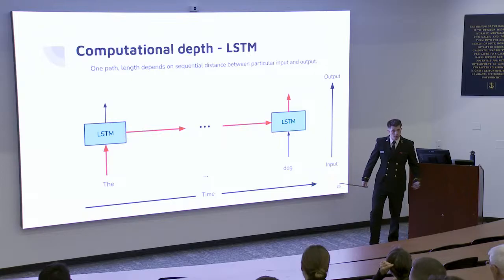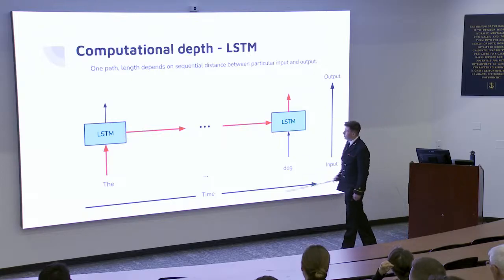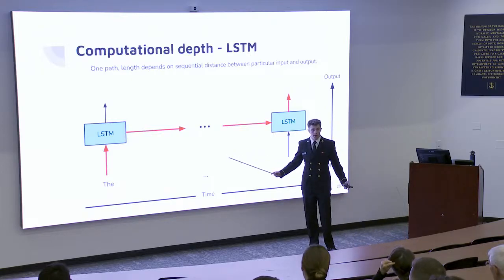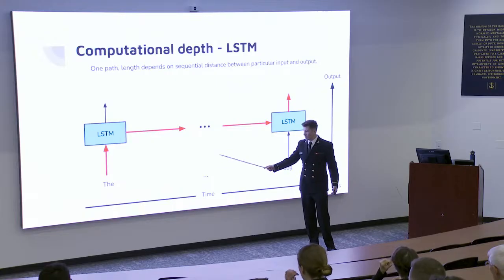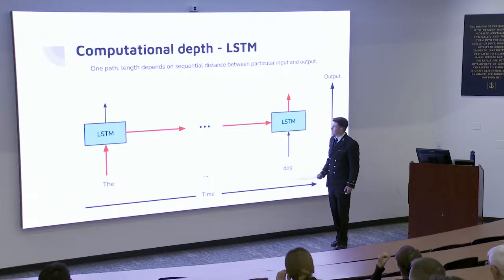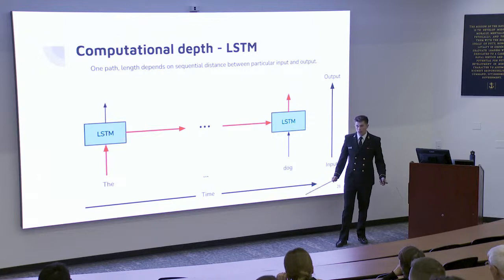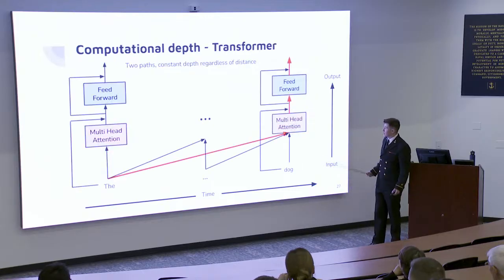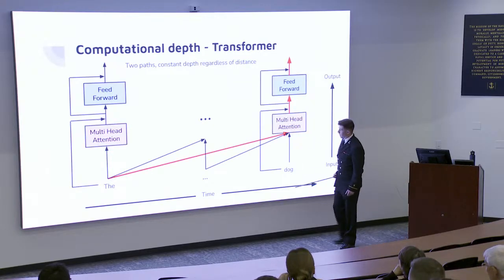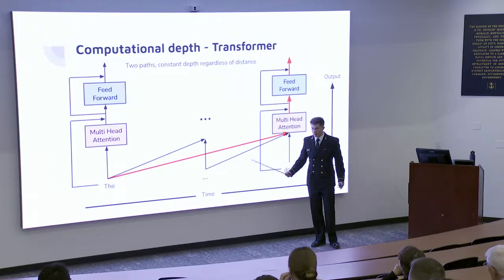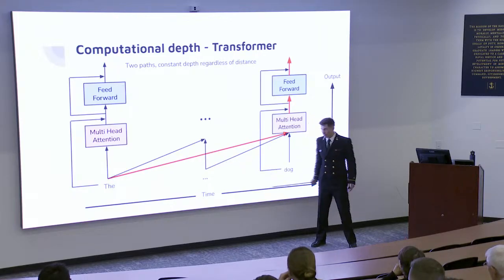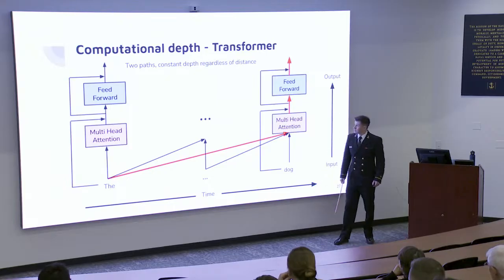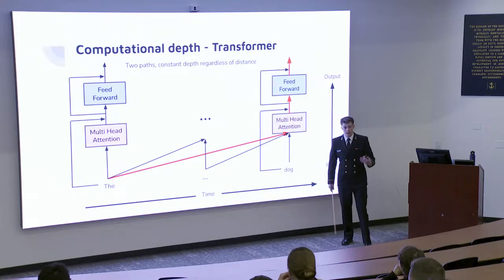So, showing an example, this is our LSTM from earlier. It only has one path that computational information can take from a specific input to output. And the length of that path increases linearly with the distance between the input and output in the sequence. In contrast, the transformer has two possible paths, each with constant length regardless of the distance between the input and output pair. This makes the transformer much better at memory recall, but worse at deeper thinking.